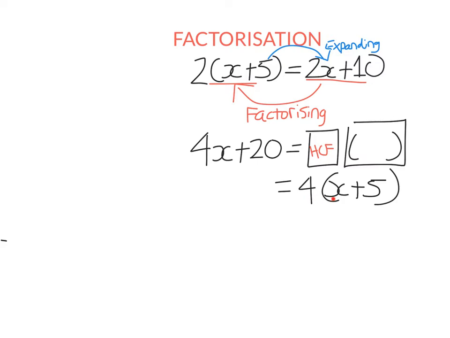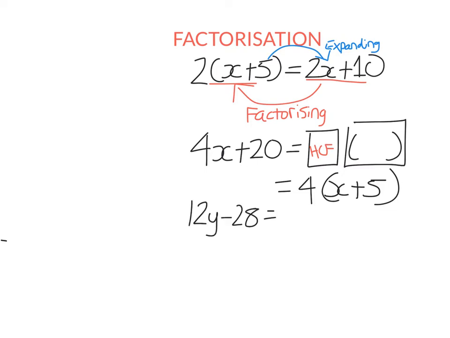So this is the final answer. This is factorized as it's something times something. This is an expanded form because there are no brackets. It's not something times something, it's something plus something. So if I were to expand this using the distributive law, I would get this as my answer. So that's how I can check. All right, let's look at another example.